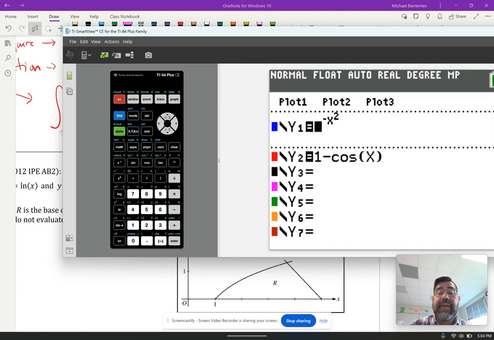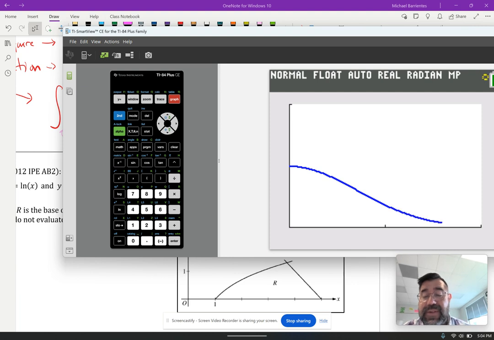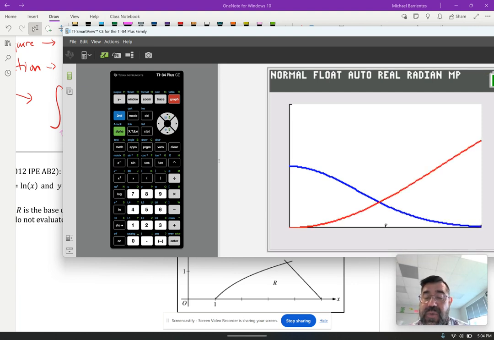Oh, look at this. Somebody reset my calculator to degrees. So I need to go back to mode and make sure that I'm in radian. Now when I graph it, there's the first curve. There's the second curve. And now I can see, oh, maybe it's not 1, is it?